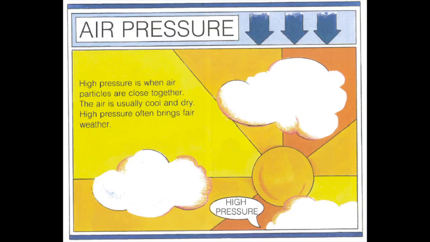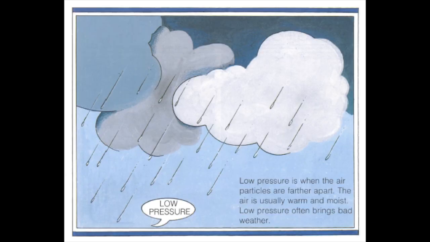Air pressure. High pressure is when air particles are close together. The air is usually cool and dry. High pressure often brings fair weather. Low pressure is when the air particles are farther apart. The air is usually warm and moist. Low pressure often brings bad weather.